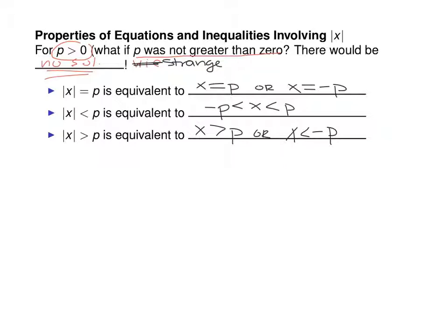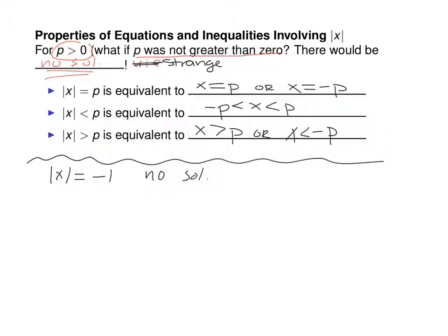Let's talk briefly about what would happen if p was negative in each situation, because it's actually a little bit different for each of them. So what if you had absolute value of x equal to a negative? We discussed that, it's no solution, right? What about absolute value of x less than -1? That also is no solution.